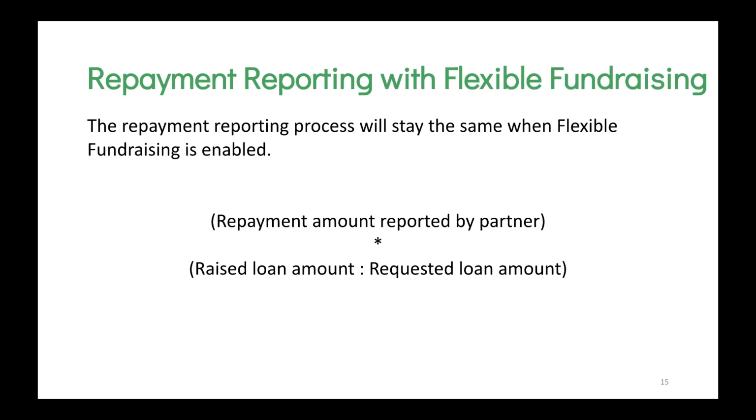The repayment reporting process will stay the same when flexible fundraising is enabled. Kiva will automatically multiply the repayment amount reported by the partner by the ratio of the loan amount raised to the loan amount requested in order to include a repayment in the monthly statement.